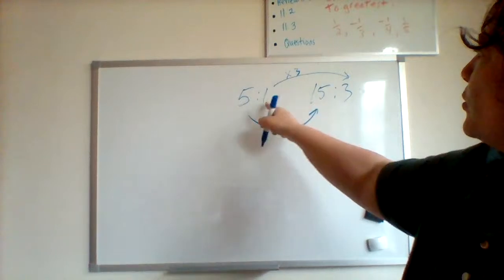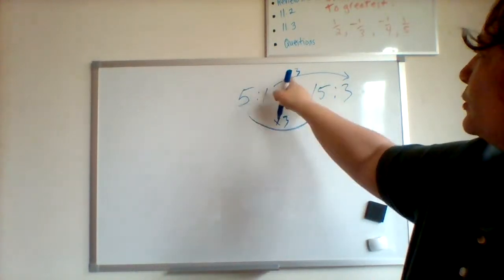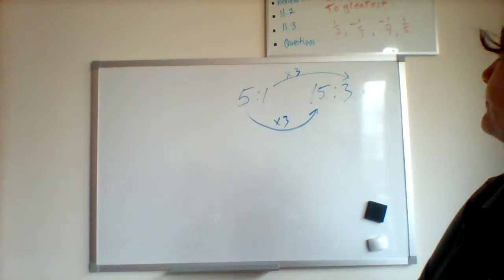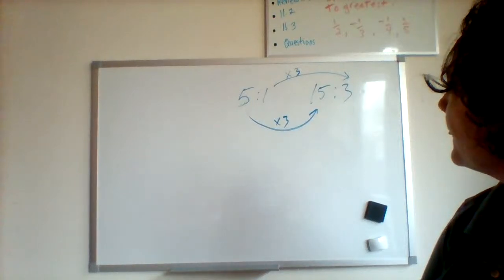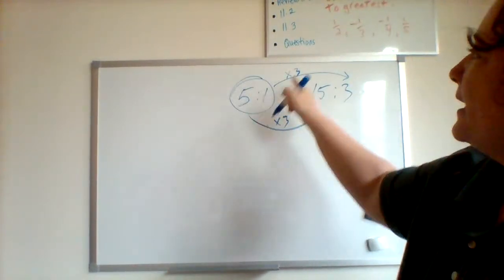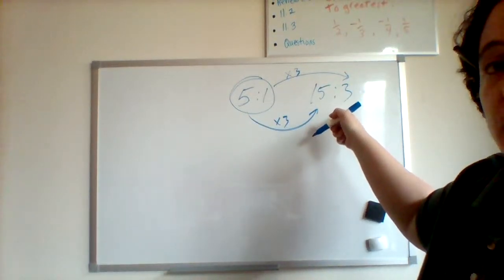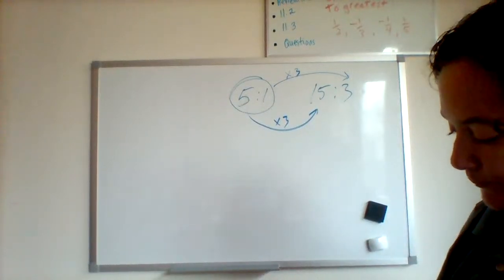And why are they equivalent? Because if you take 5 multiplied by 3, you get 15. If you have 1 and you multiply it by 3, you get 3. So 3 is the multiplier here. If this was a recipe, we would say 3 batches will give you that. That's that ratio of ingredients. Okay, if it was a recipe. They didn't tell us that though.